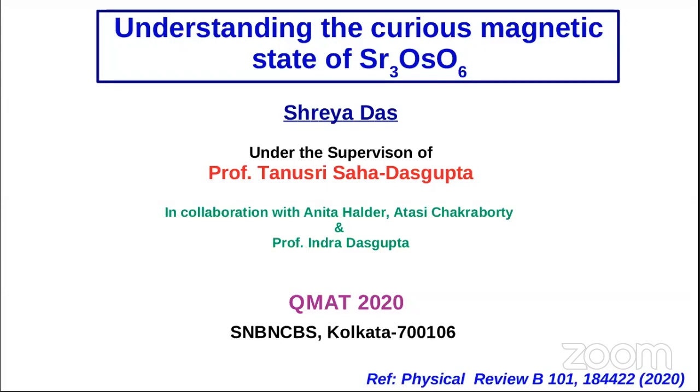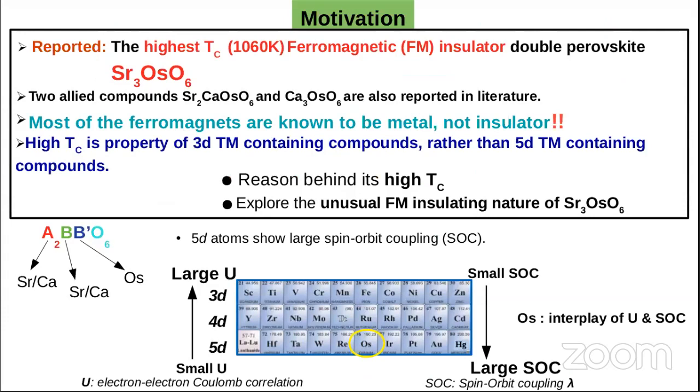Okay. So this work has been carried out under the supervision of Professor Tanushree Saha in collaboration with Anita Halder, Abhishek Chakraborty and Professor Indra Dasgupta. Here's the motivation of our work. Basically, the highest TC, with the value 1060 K, among ferromagnetic insulator double perovskites is reported in the literature, and it is Sr3OsO6. Two allied compounds, Sr2CaOsO6 and Ca3OsO6, are also reported in the literature.